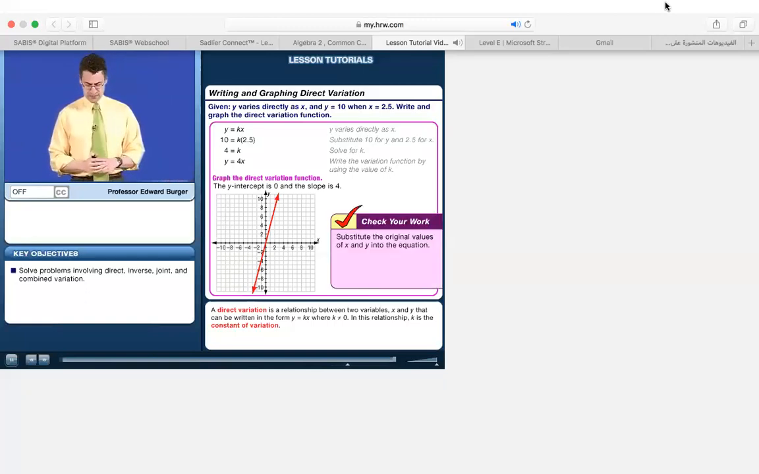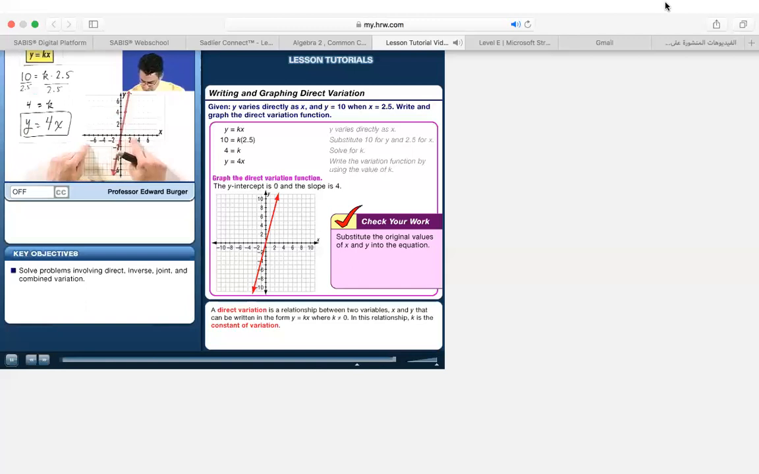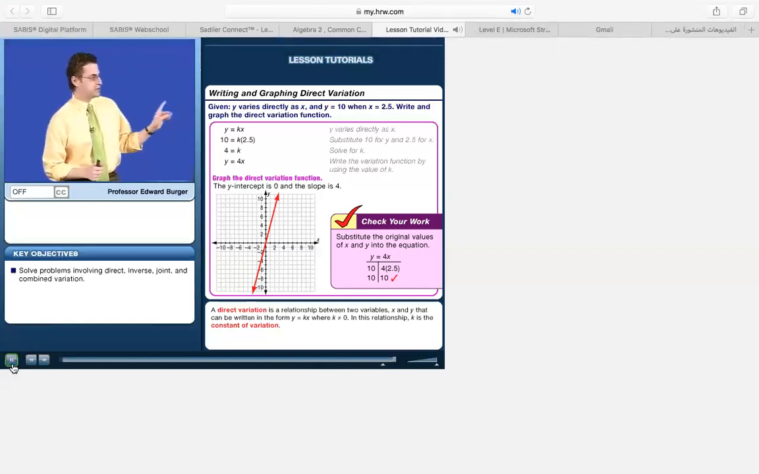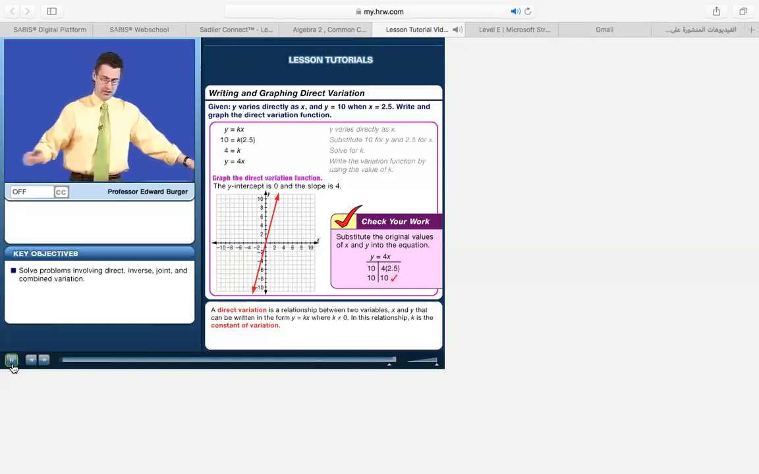We can actually check this. My graph doesn't go up that high, but if we plug in 2.5, here's 1, 2, 3, so 2.5 is right here. If we run up to it, are we going to be at 10? It's hard to read off my graph, but on that graph you can see it perfectly. It goes right up to 10. So this corresponds to the initial data point we were given at the beginning, and we now have a direct variation specifically.